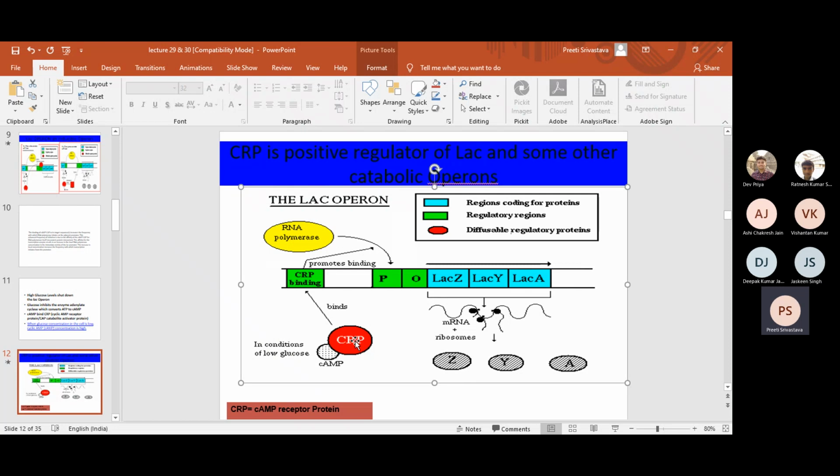The binding of CRP actually promotes the binding of the RNA polymerase, and because of the high affinity of RNA polymerase to the promoter, now more transcripts are made, and therefore it serves as a positive regulator. So that means the lac operon is under the control of a negative as well as a positive regulator. Negative control is by the lac repressor and positive is by CRP.